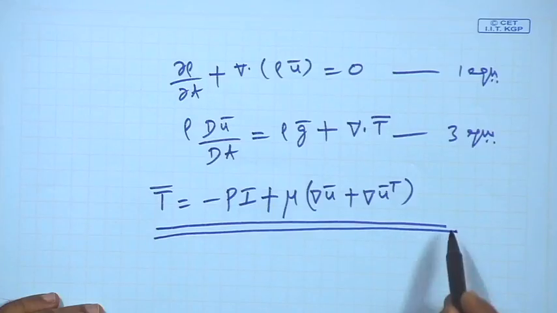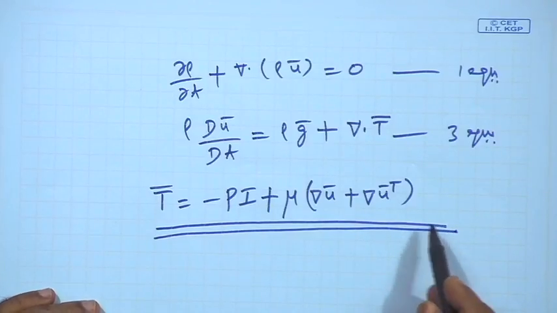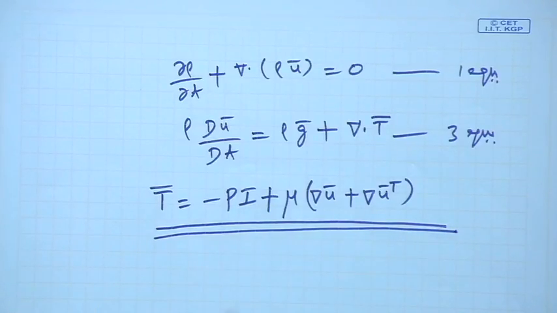Now with this, if you balance the equations, you will see the number of equations and the number of unknowns will match. How? You have a velocity vector with 3 components, so 3 velocity equations, and then one conservation of mass equation, making 4 equations. And how many unknowns? Pressure and 3 components of velocity, so 4 unknowns. So, the system is closed.